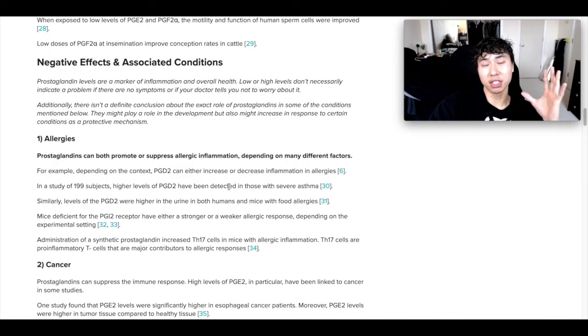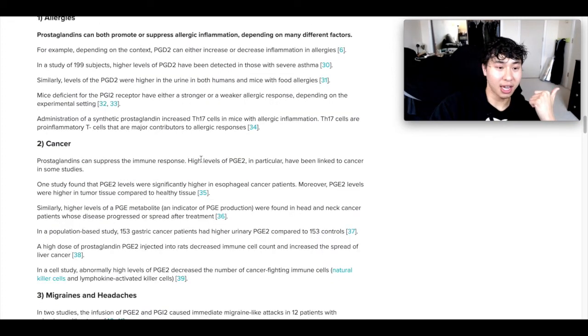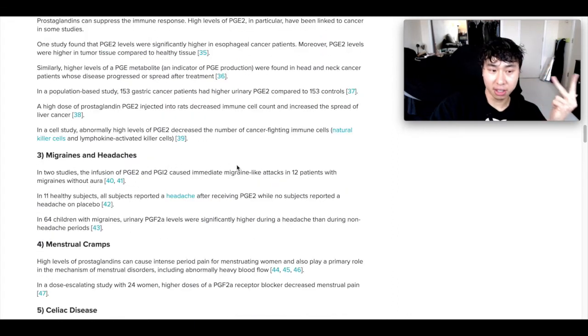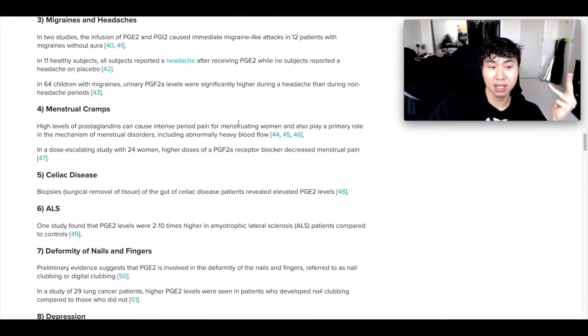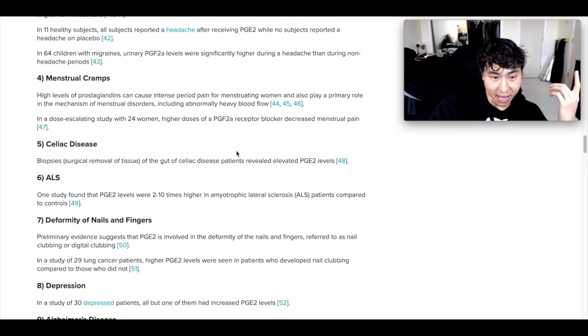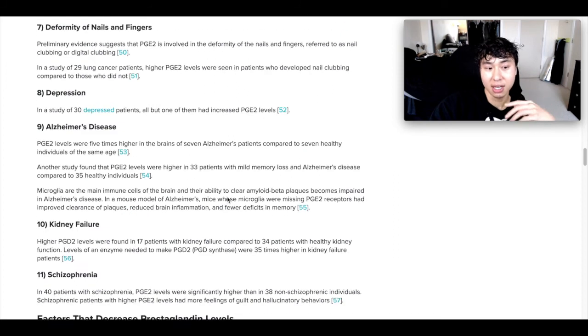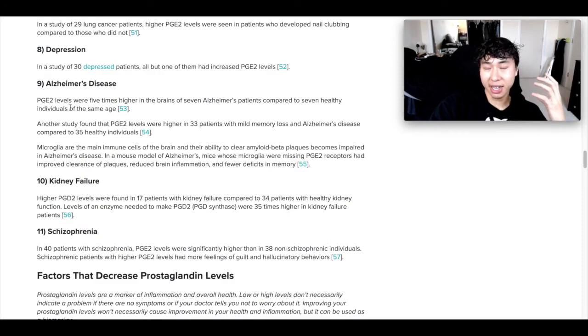Guess what? Too much of prostaglandins also have the same story. It's been linked to allergies and cancer and migraines and menstrual cramps, celiac disease, ALS, and depression and Alzheimer's. Prostaglandin levels were 5 times higher in the brains of Alzheimer's patients compared to healthy individuals of the same age. So, I think you get the point that when you have too much inflammatory chemicals in the body, it leads to all sorts of medical conditions.